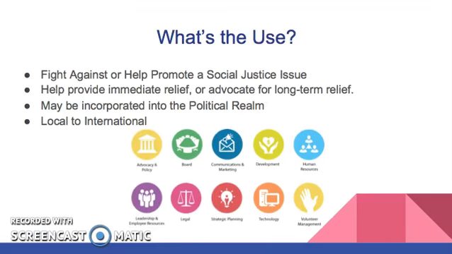So what's the use? As we talked about a little bit earlier, they fight against or help promote a social justice issue. This could be directly going into the communities and helping these people out, or it could be making it more well known through social media. They can help provide immediate relief or advocate for long-term relief. I'll just give a few examples of what immediate relief and long-term relief could be.